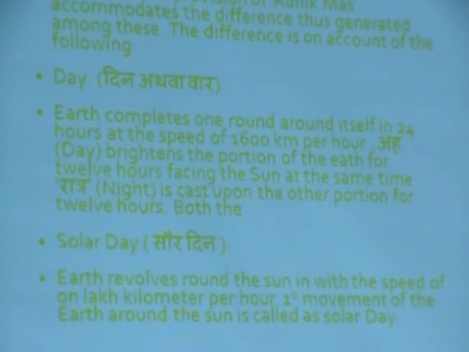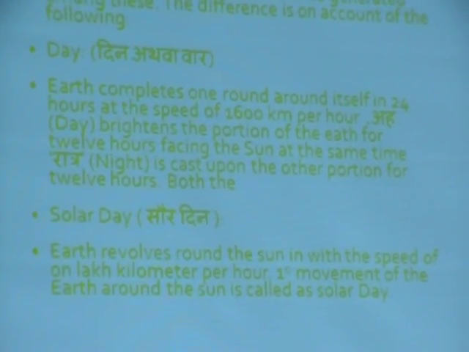Earth rotates around its axis in 24 hours at a speed of 1600 km per hour. This is taken into consideration. Solar day: Earth revolves around the sun with the speed of 1 lakh kilometers per hour.